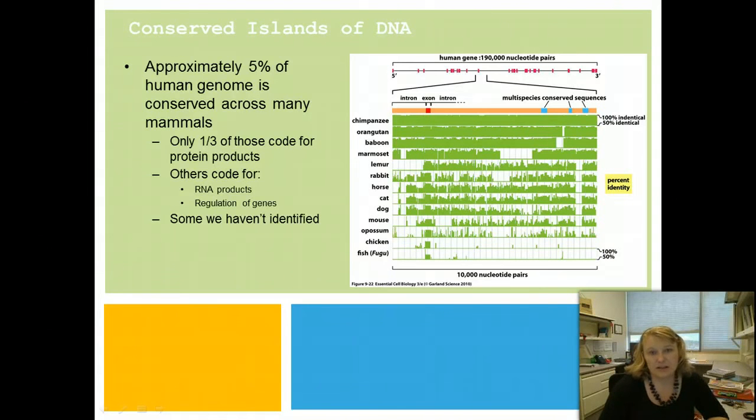Those are genes that everybody must need to have for them. About a third of them code for protein products, but others code for RNA, gene regulation, things like that. And some of them we simply don't even know. All we know is that they are conserved. We don't know what they do, but they're clearly very important because otherwise there wouldn't be as much homology between them all.